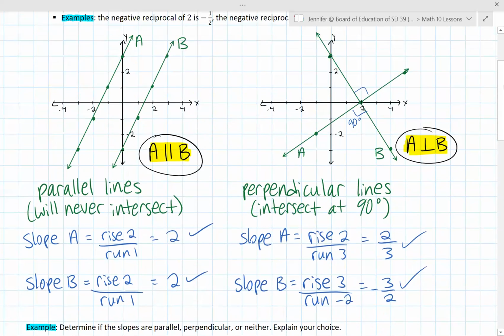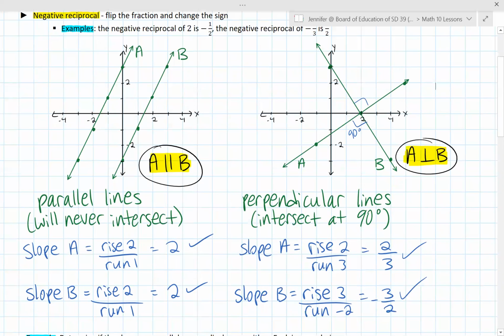And we can check that they definitely are parallel and perpendicular by comparing their slopes. So for this one, slope A and slope B, I just counted the rise and run for both and found that they have identical slopes of 2. For the perpendicular example, again, I counted the rise and run of both. Slope A is 2/3, slope B is -3/2, so the negative reciprocal.